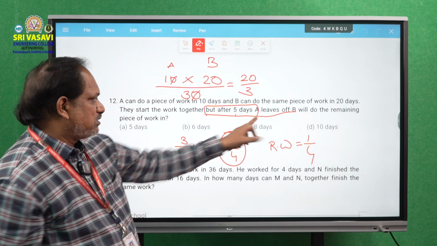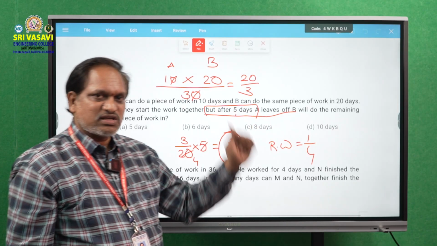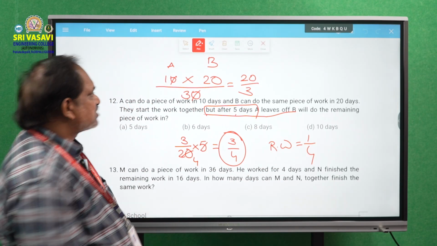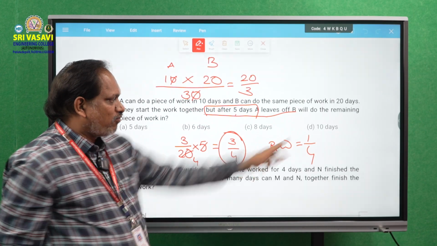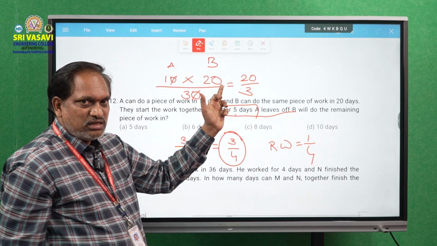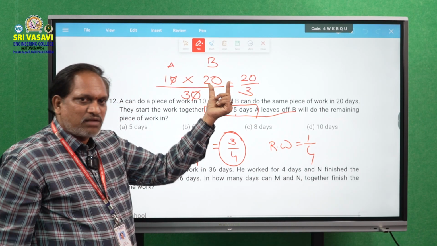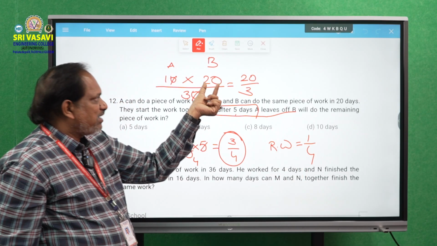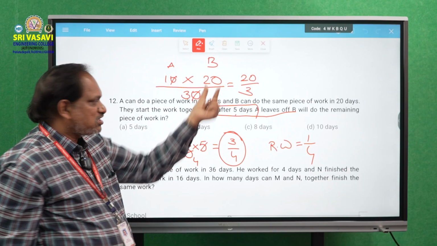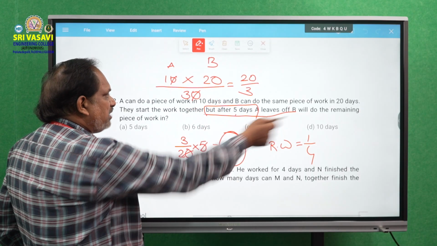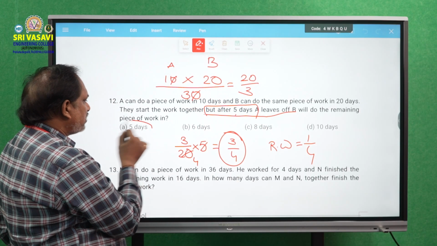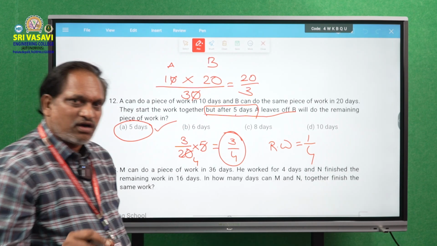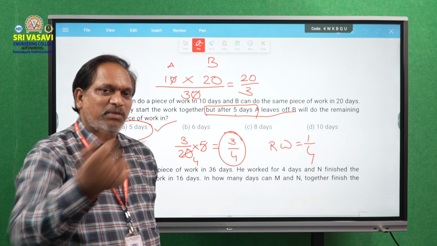Now who left? A leaves off. A leaves off means the remaining work is completed by B alone. B takes a total time of 20 days. 1/4 of the work, how many days? 5 days. Total work done by B alone is 20 days. So it means 1/4 of the work is done by B alone, 1/4 of 20 is equal to 5 days. So B will do the remaining piece of work in how many days? 5 days is the required answer. So this is the concept of middle drop or middle join.